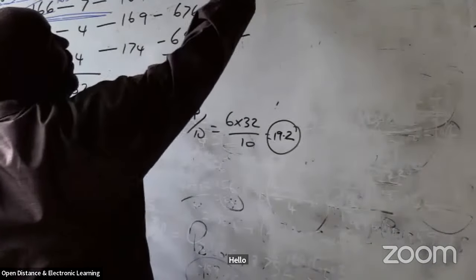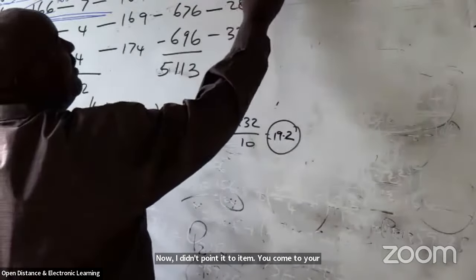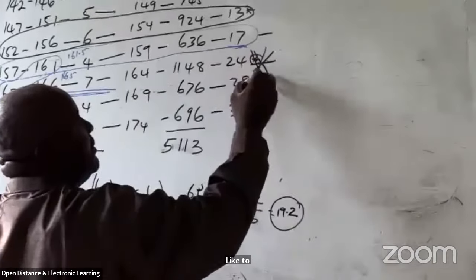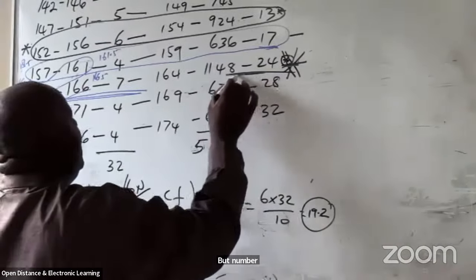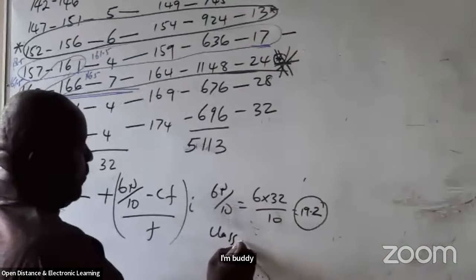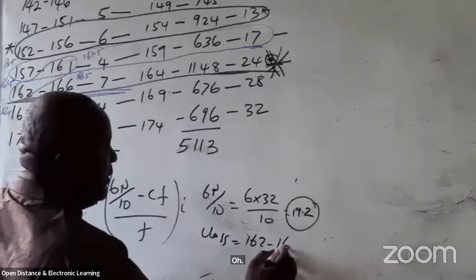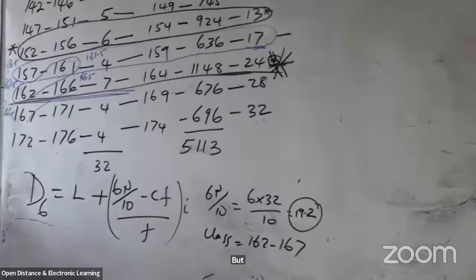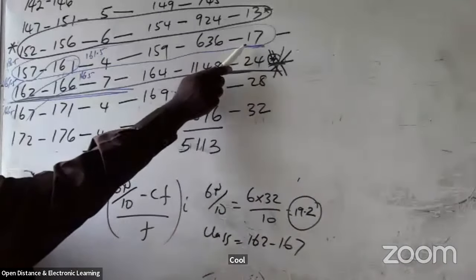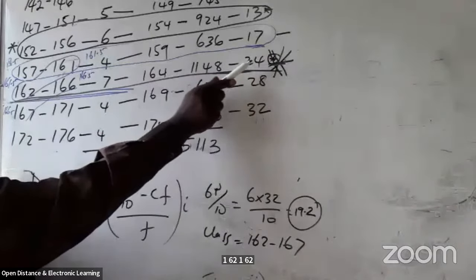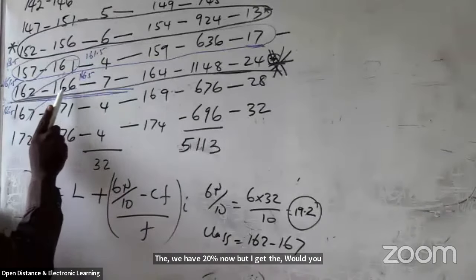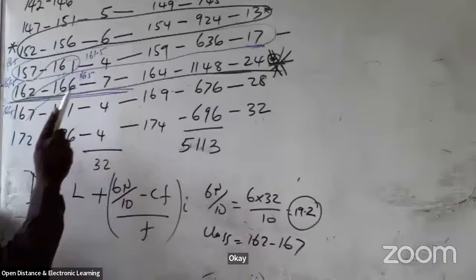You come to your cumulative frequency. Up to here, you have 17. So number 19 must be in this. It falls in the class of 162 to 166, because we are looking at number 19.2. Up to here we have 17, up to here we have 24. So number 19 must be among these, which corresponds to 162 to 166 with a frequency of 7.